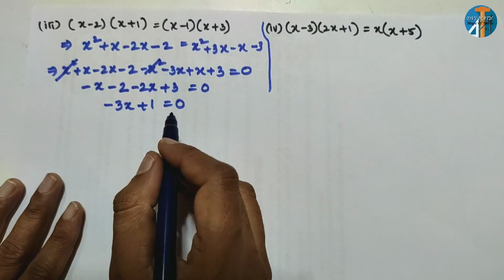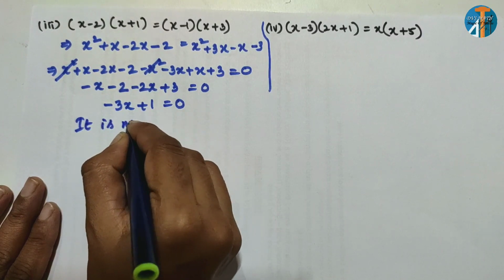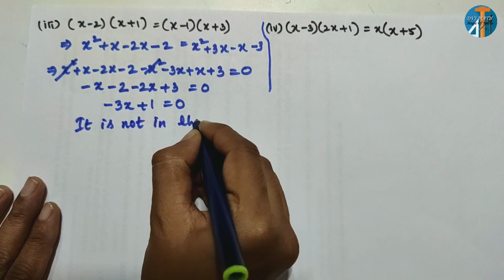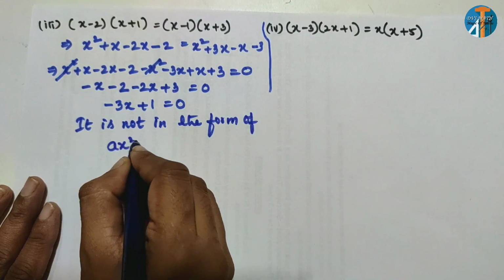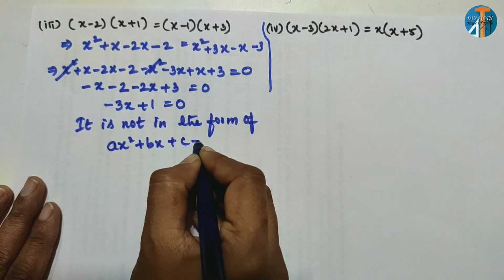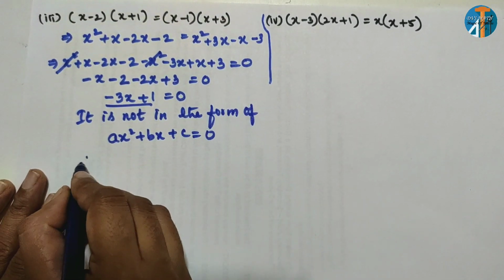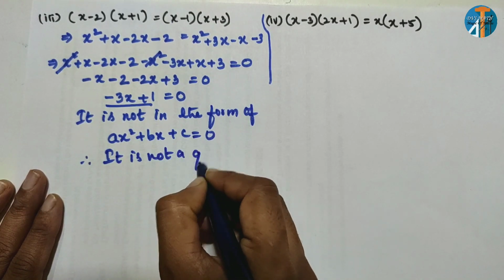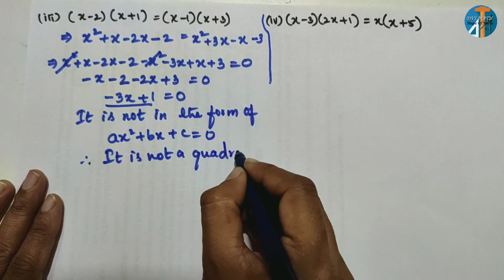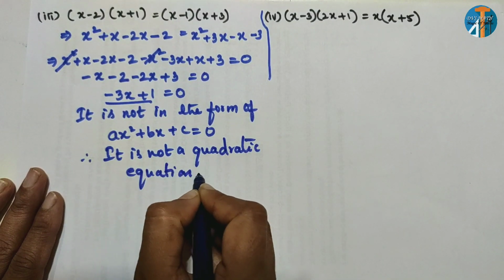So you don't have any square form. It is not in the form of ax square plus bx plus c is equal to 0. You don't have x square itself in this case. So it is not in the form, therefore it is not a quadratic equation. Just write it like this.